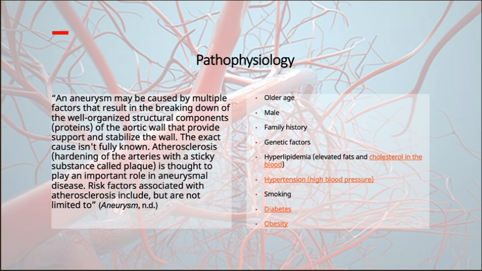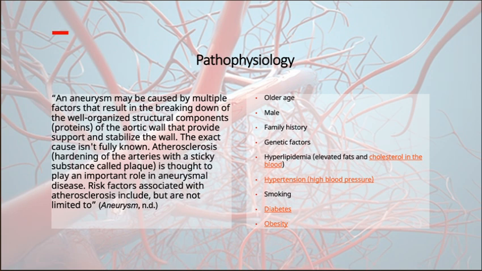Tobacco use and smoking is also a significant risk factor, as it can damage blood vessels and contribute to the development of arteriosclerosis, which again is one of the number one risk factors for developing an aortic aneurysm. Having a family history of aortic aneurysm or any other cardiovascular disease can also increase an individual's risk for developing an aortic aneurysm.